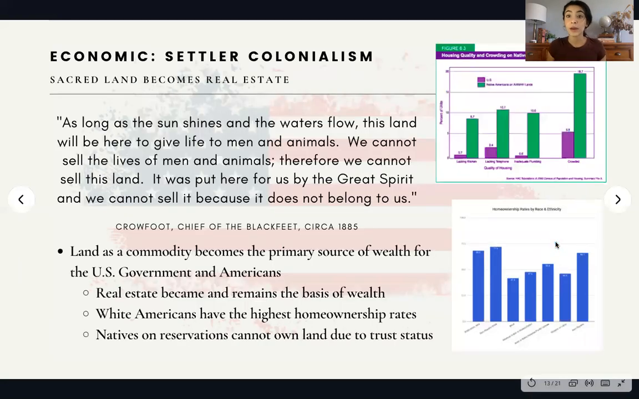I'd like to talk about now the economic effects. Well, the first big thing that happens is what was once sacred land is turned into a commodity, real estate.